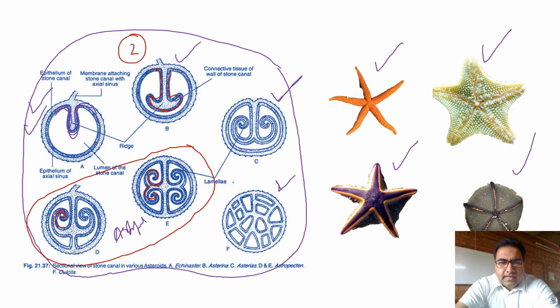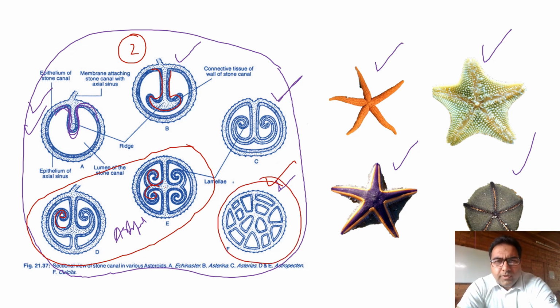Then we do have Calcita. In the case of Calcita, and Astropecten, many times we see that the whole lumen becomes divided into a number of irregular chambers. So in this case of Calcita, we see that this whole lumen becomes divided into a number of irregular chambers. So we do have a variety of modifications in the stone canal in the case of the class Asteroidea only. So modifications are there.